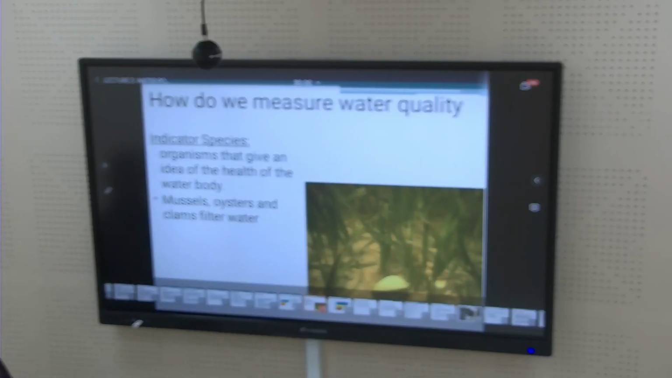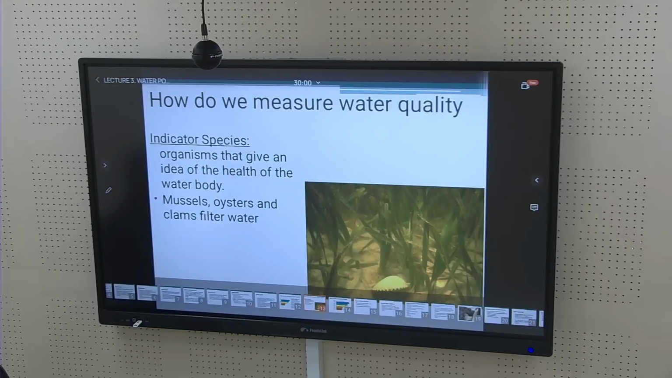How do we measure water quality indicator species? Organisms that give an idea of the health of the water body: mussels, oysters, and clams filter water.